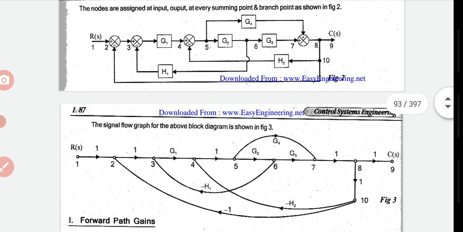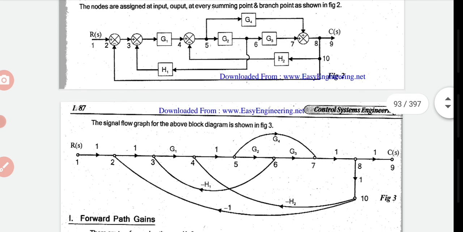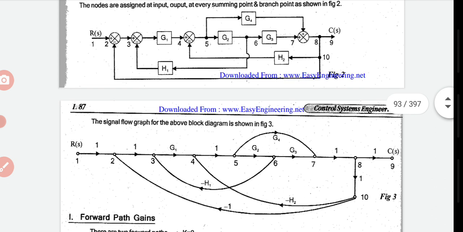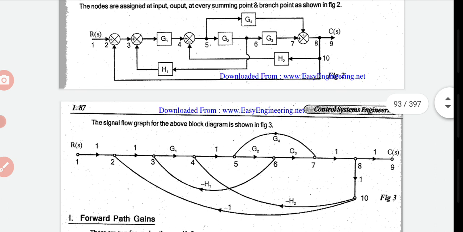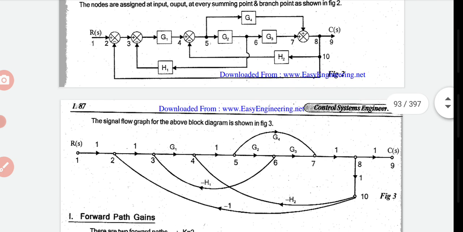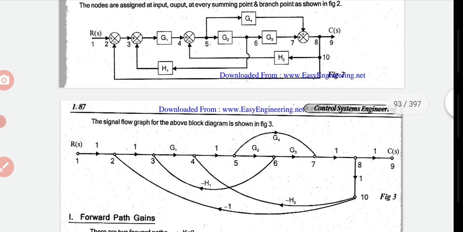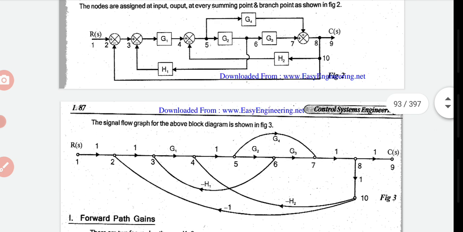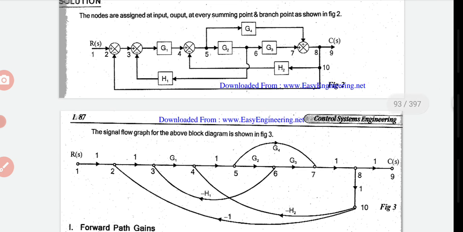Between 5 and 6, what is the value? You have the gain value G2, so represent it with the arrow mark as G2. Between 6 and 7 you have the value G3, so represent it in the signal flow graph. Between 7 and 8 you have the summing point, so represent the gain value as 1. Between 8 and 9 you don't have any gain value, so represent it as 1 once again. So the main forward path is completed.